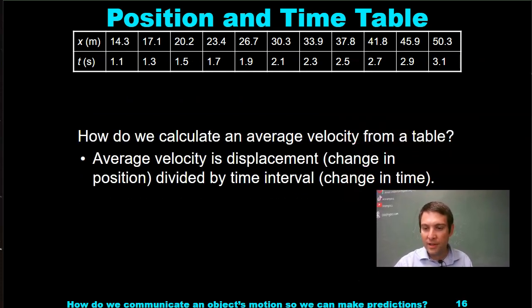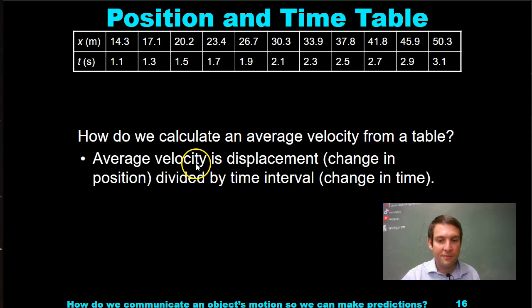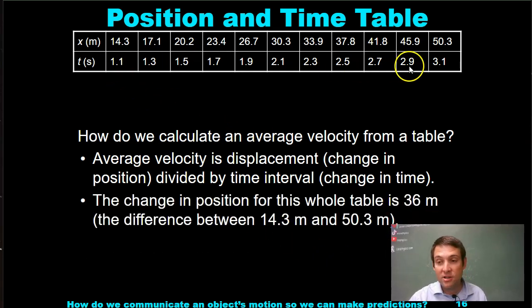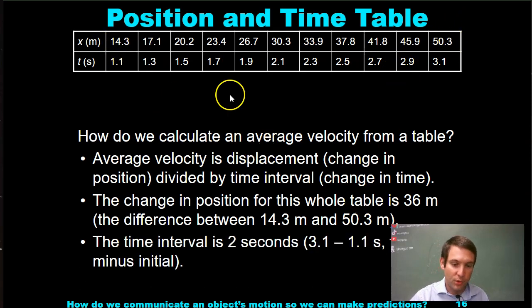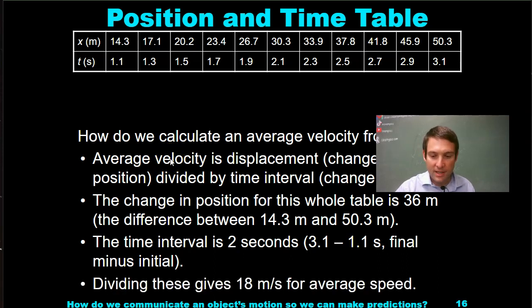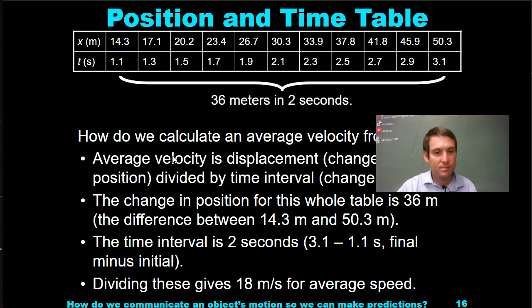So how could we calculate average velocity from a table? Average velocity is going to be your displacement, which is your change in position, divided by the time interval, the change in time. The change in position for the entire table is 36 meters, the difference between 50 and 14.3. The time interval is 2 seconds, 3.1 minus 1.1. Remember, delta is change, and change means final minus initial. Dividing these two will give you 18 meters per second for your average speed.